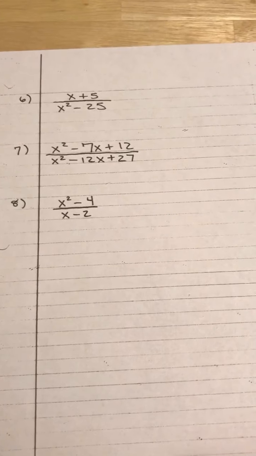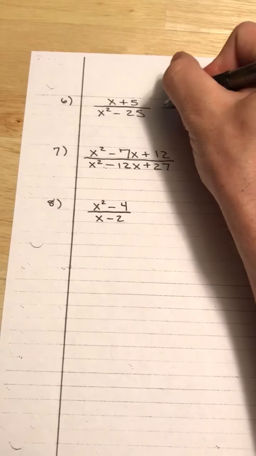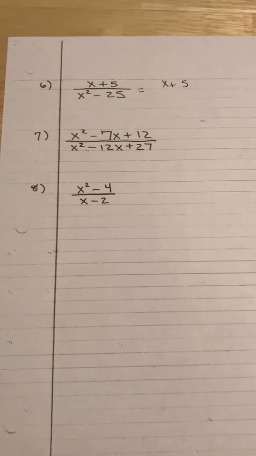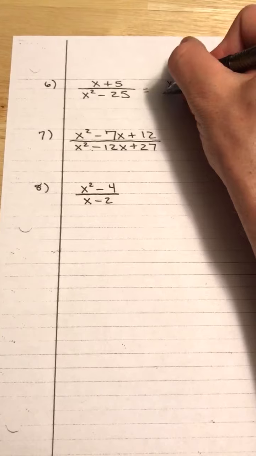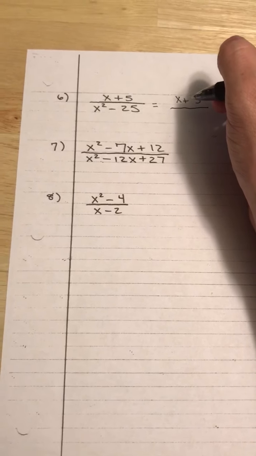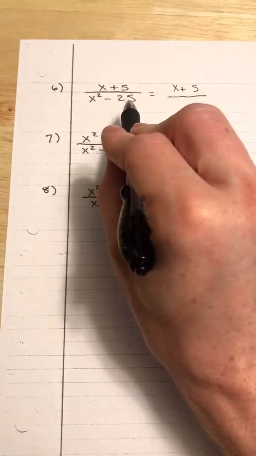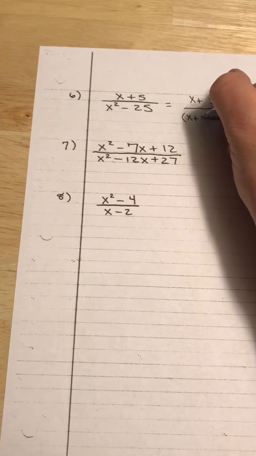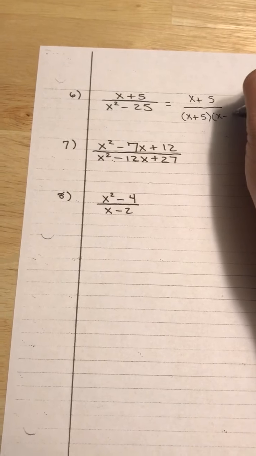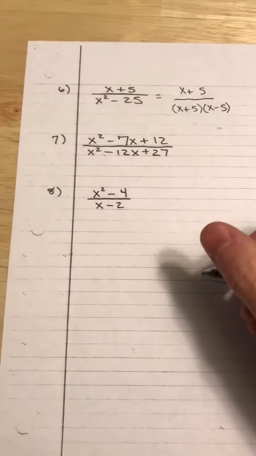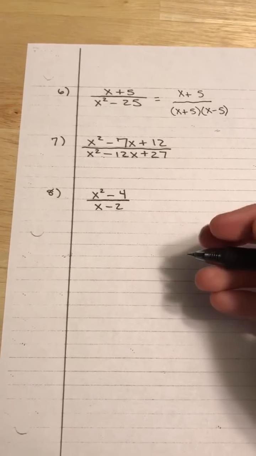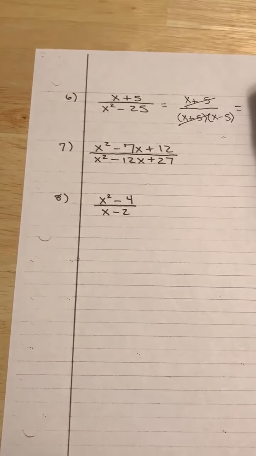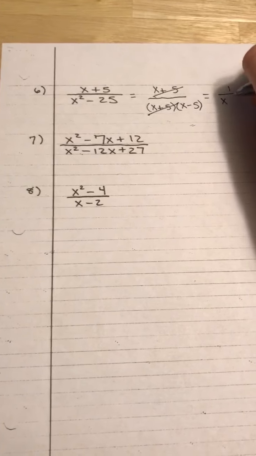Now for number 6, the top is already factored as x plus 5, so I'm going to leave it like that. But the bottom, I can factor a little bit more, right? This is one of those square problems that you've probably seen already. Square root of 25 is 5. So this is going to be factored as x plus 5, x minus 5. All right. So what matches up on the top and bottom? It's those x plus 5s. So I can cross those out. I'm left with a 1 at the top and an x minus 5 at the bottom.